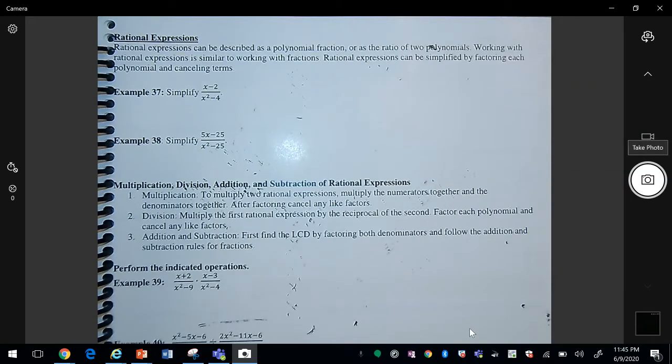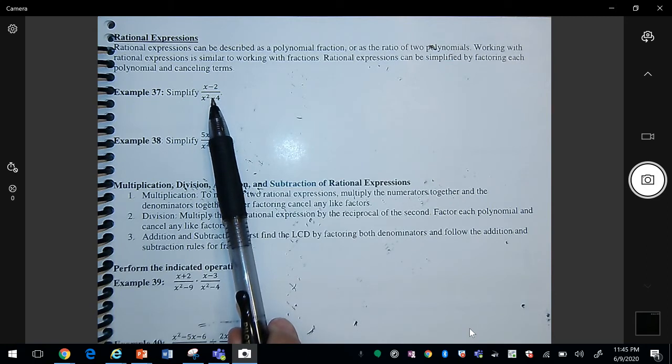Rational expressions. Rational expressions can be described as a polynomial fraction or as a ratio of two polynomials. Working with rational expressions is similar to working with fractions. Rational expressions can be simplified by factoring each polynomial and canceling out terms.